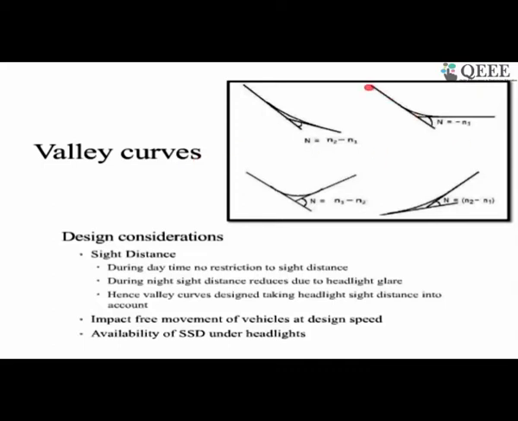Likewise, here a descending gradient meets a flat gradient. Flat means N2 is 0 and N1 will remain negative. So this is again negative. Now a descending gradient meets an ascending gradient. The ascending gradient is positive, which is N2, so N1 minus N2 will remain negative, and this N1 is already negative, so the overall N value is going to be negative.